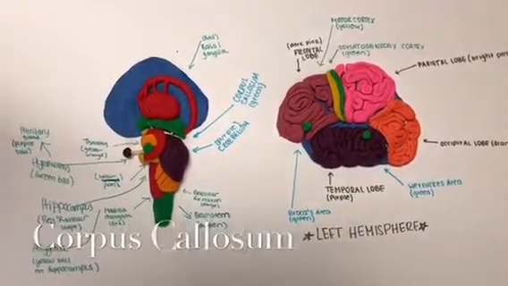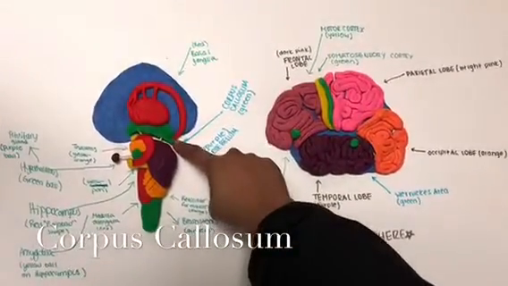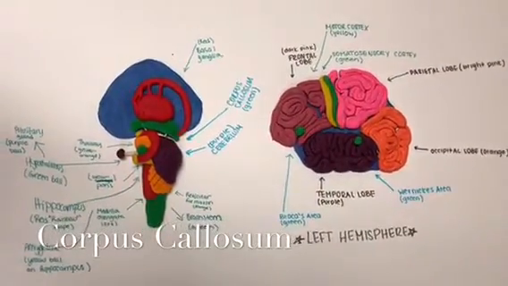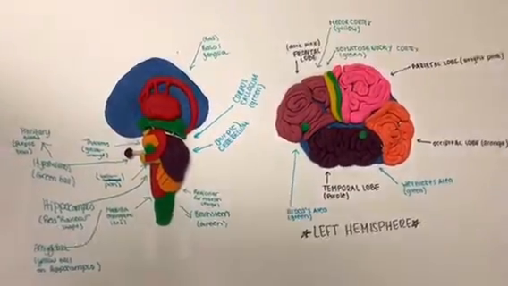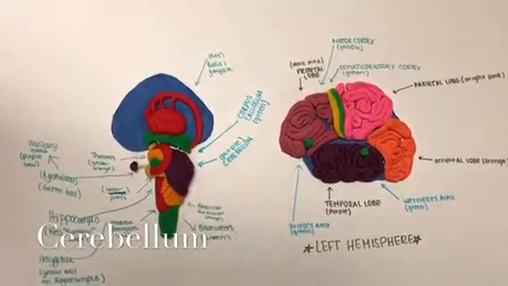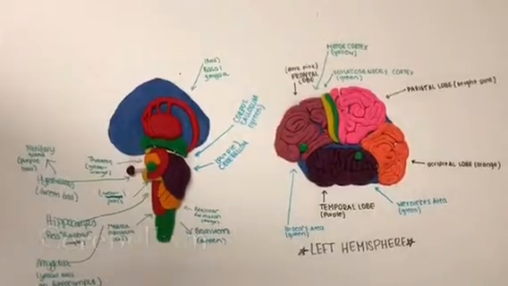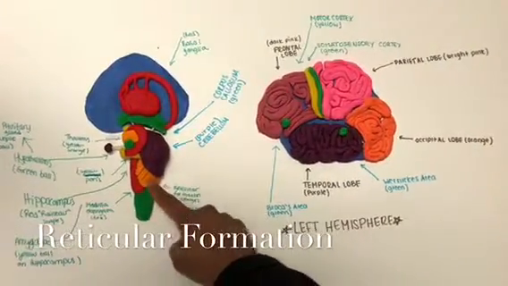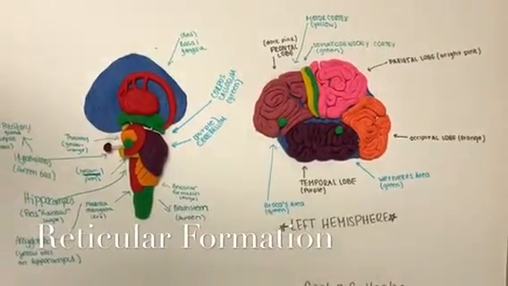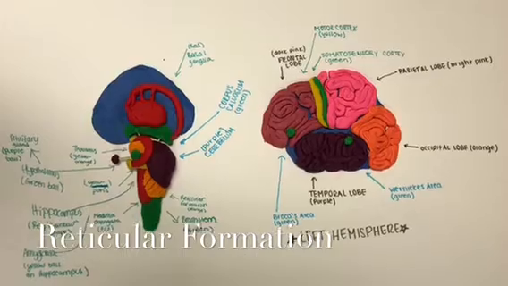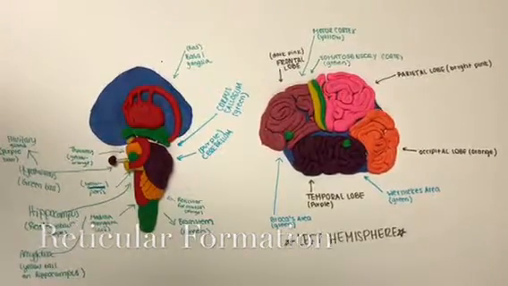The corpus callosum, which is pictured here in green, connects the left and right hemispheres together so that they can communicate between each other. The cerebellum, which is here in purple, coordinates voluntary movement as well as balance. The reticular formation, which is underneath the cerebellum, helps with the sleep-wake cycle and helps contract your muscles when you're sleeping so that you don't move around a lot.